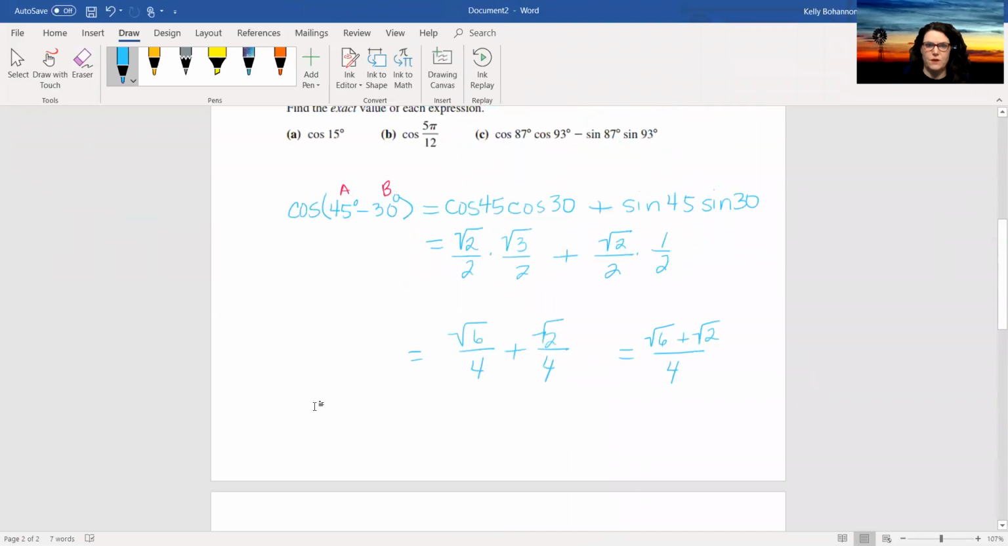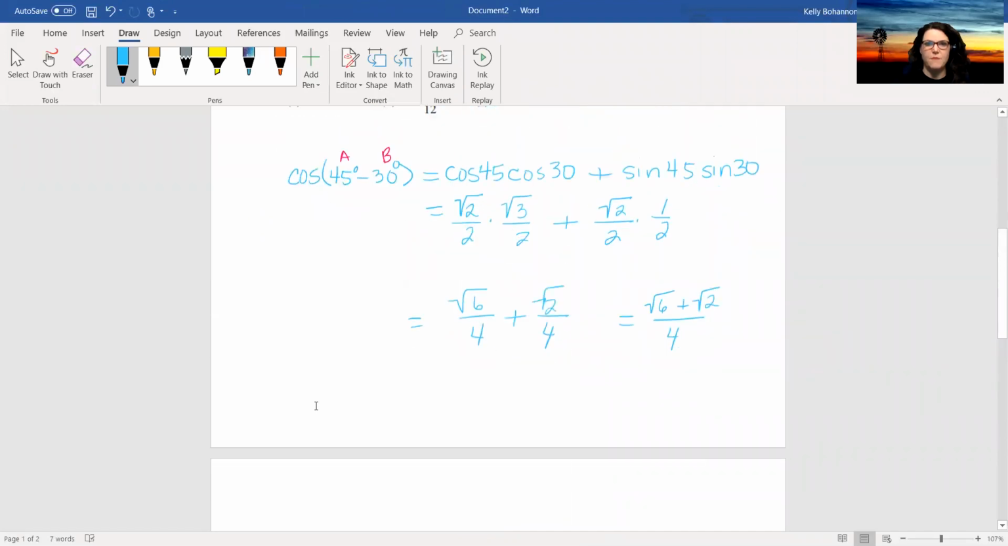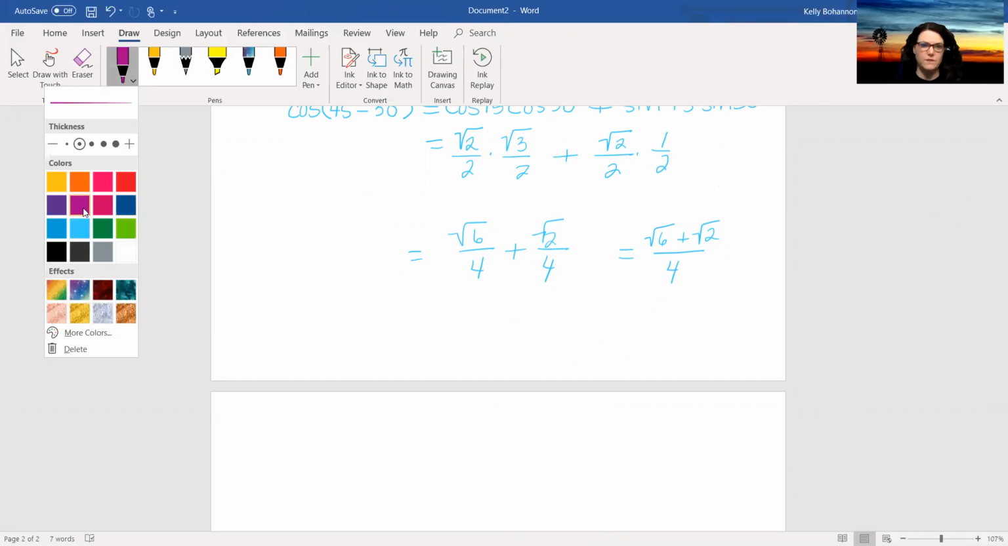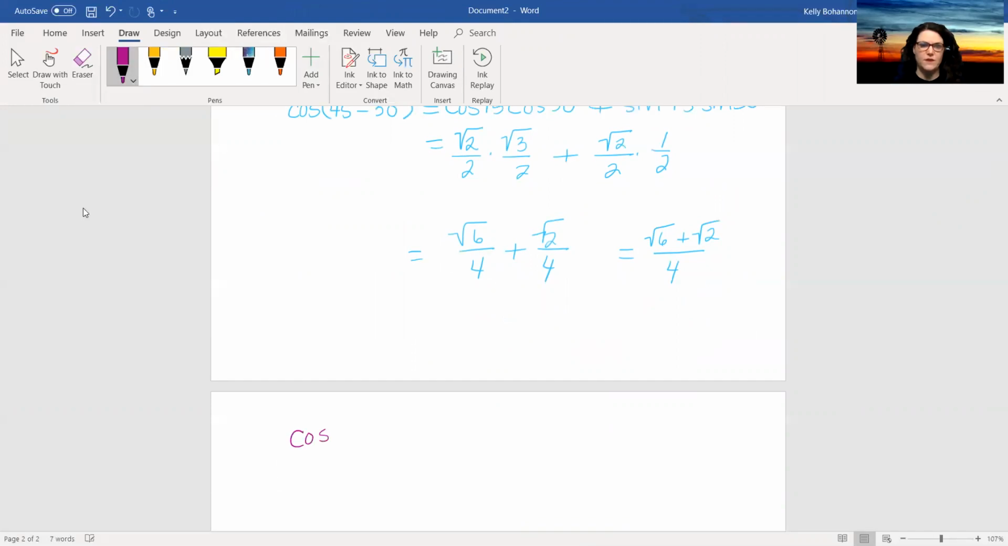Draw function on Microsoft. Okay, so cosine of 5 pi over 12. So this is a little bit harder. You got to have a good knowledge of fractions, and I know that's why you guys don't like these. Because you don't like fractions. All right, so I am looking for cosine of 5 pi over 12.